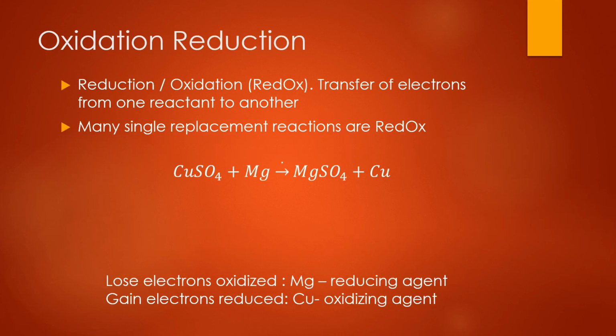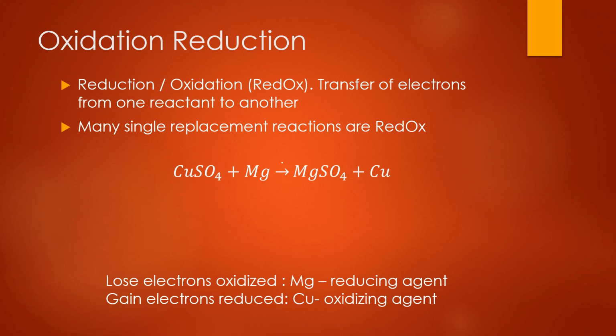So now we're going to look at oxidation reduction. Oxidation reduction is often referred to as a redox reaction, and we've looked at these in Lab 9. A redox reaction is the transfer of electrons from one reactant to another. Oftentimes, redox reactions are single replacement reactions, where we have a metal or element by itself replacing a metal or element that's in a compound.